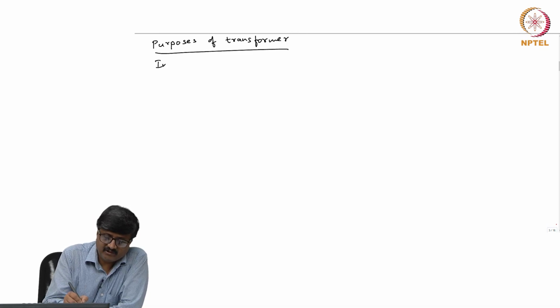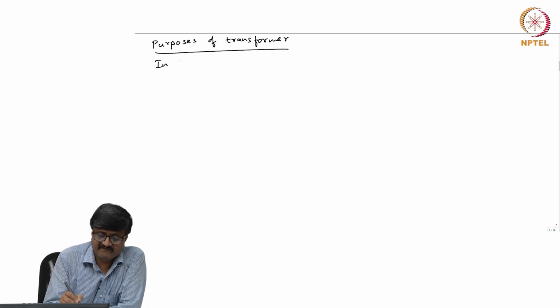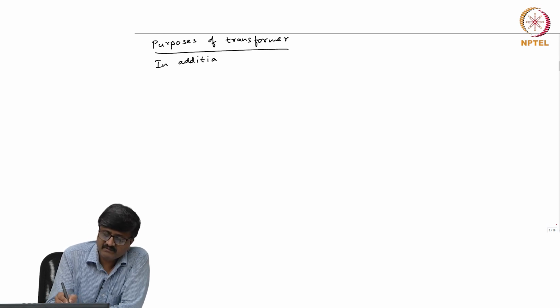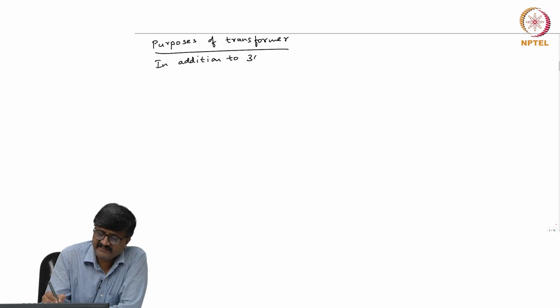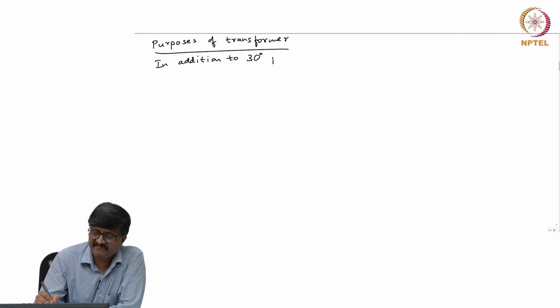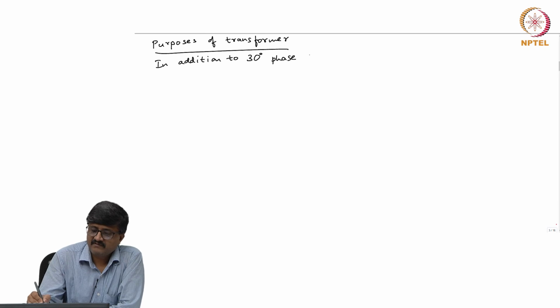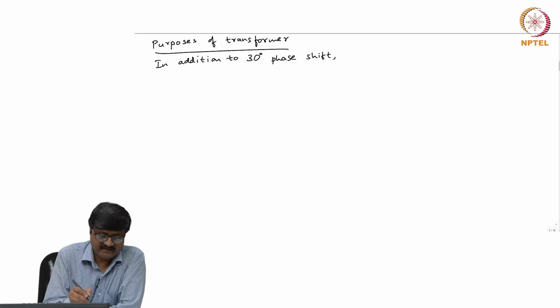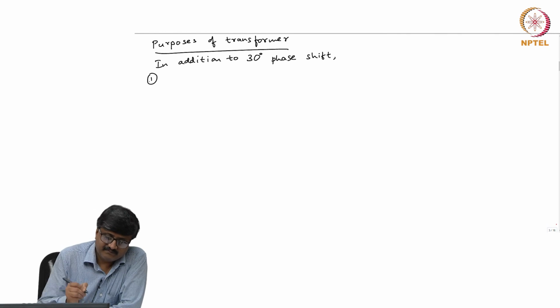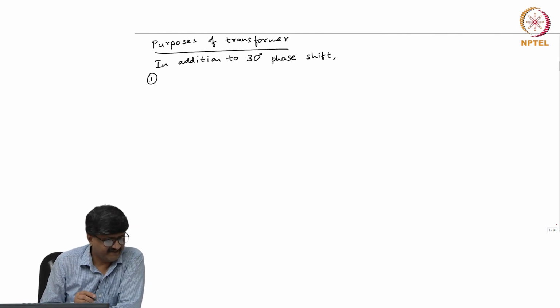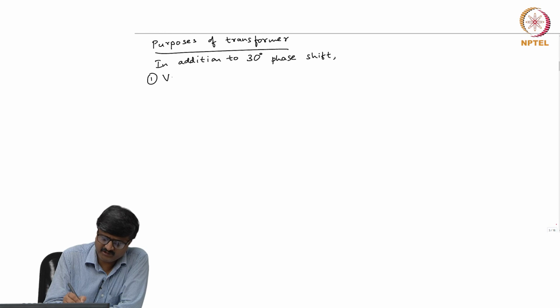So, we already know that there is a necessity of a 30-degree phase shift which will result in cancellation of some of the harmonics. So, in addition to 30-degree phase shift, there are a few other purposes served by the transformer. One is voltage transformation.